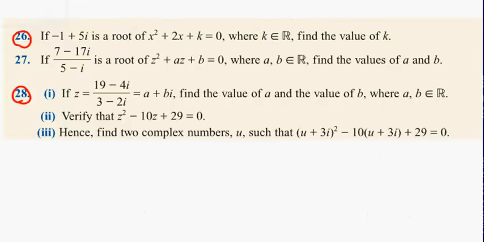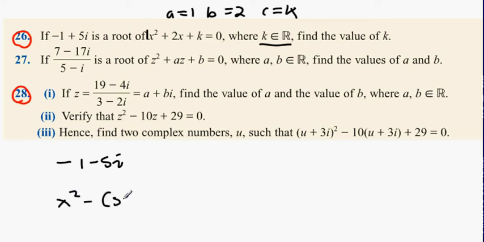Okay, so this next one, what it says is this is a quadratic, a equals 1, b equals 2, c equals k. It then states that k is a real number. So this means that all these are real. This means that the conjugate is the other root. Okay, and then we can do x squared minus sum of roots times x plus product to find the answer.